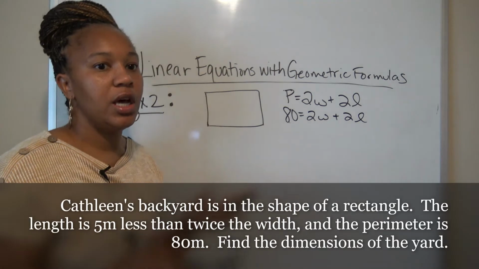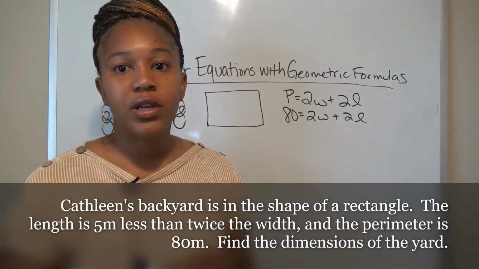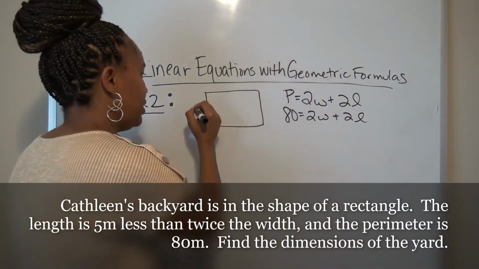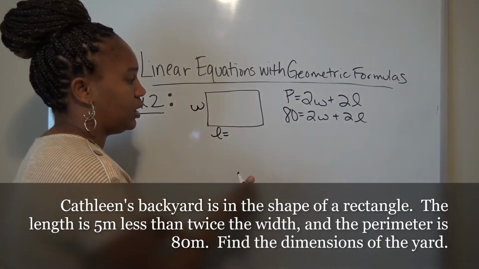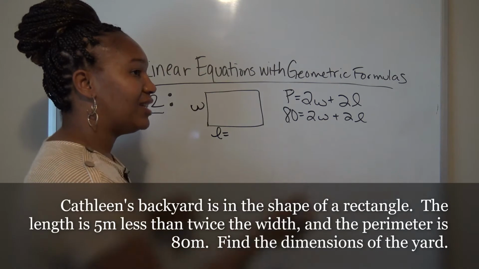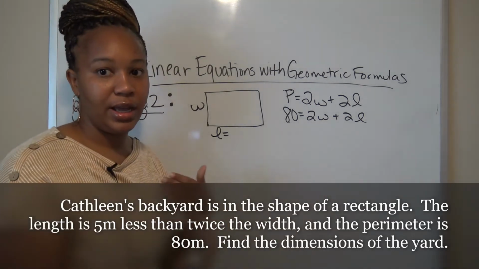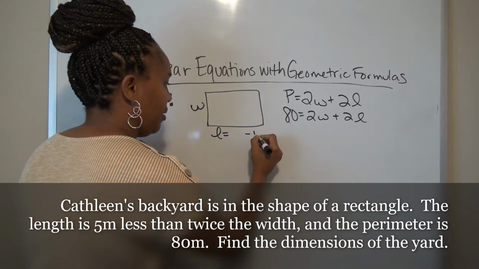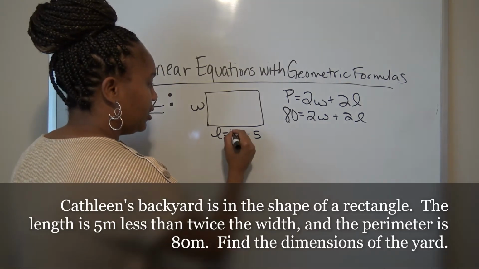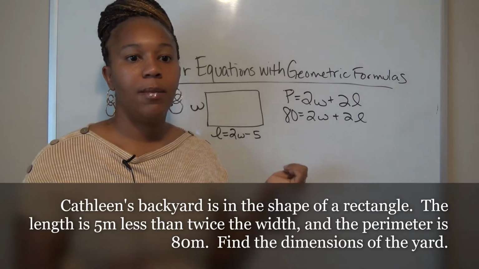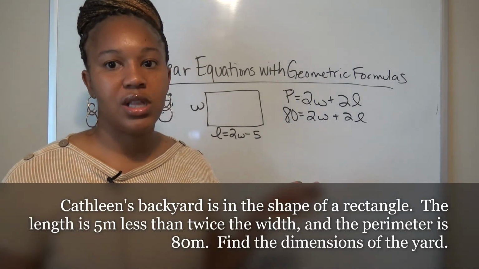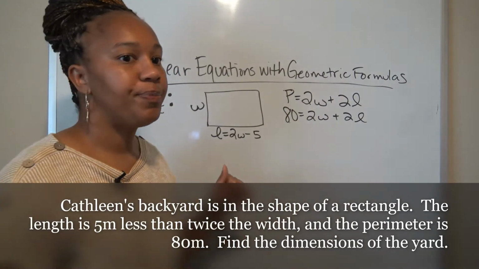But it also tells us that the length is 5 meters less than twice the width. So if this is my width, this is my length. It says that the length is, which is equal, 5 meters less than. So remember, whenever it says less than, that comes at the end. So that'll be minus 5. But what is it less than? Twice the width. So the length is 2W minus 5.